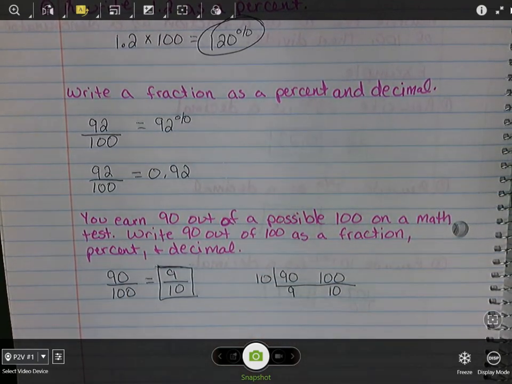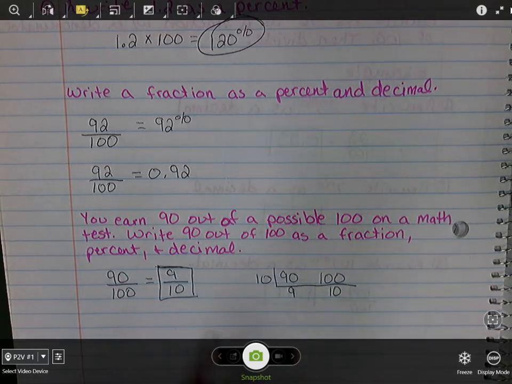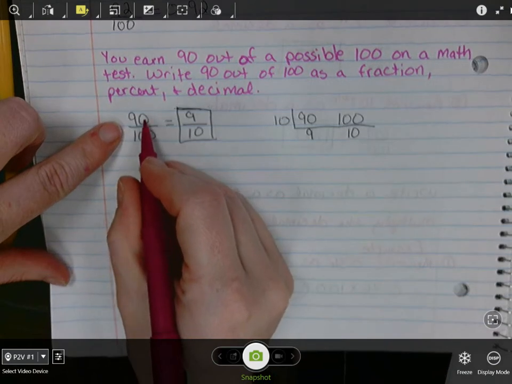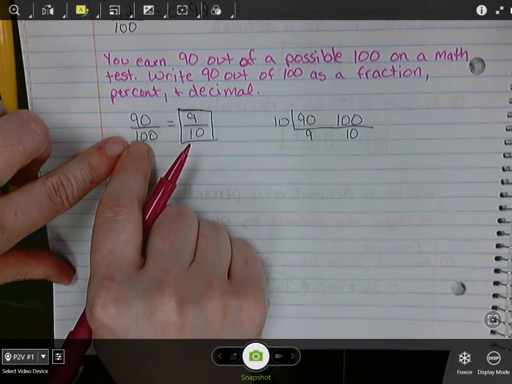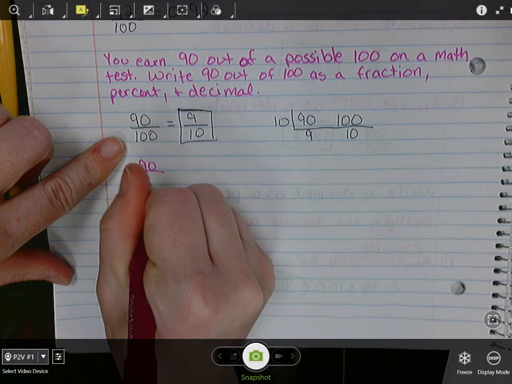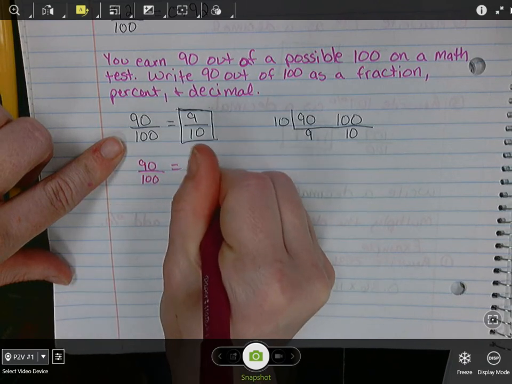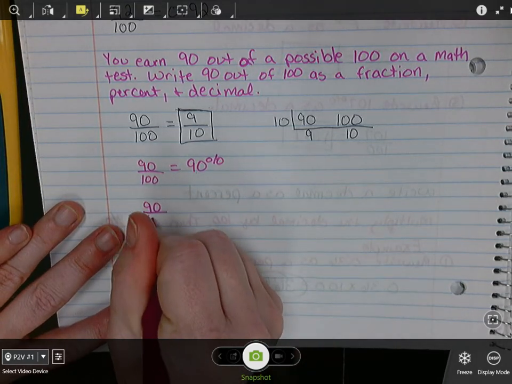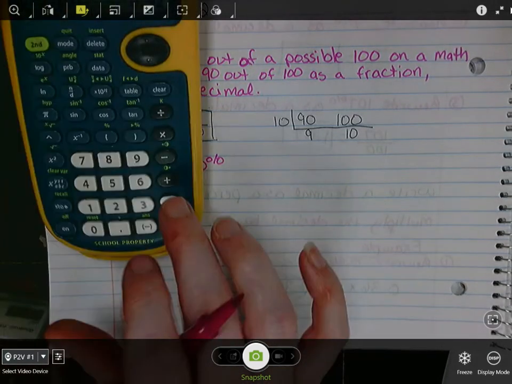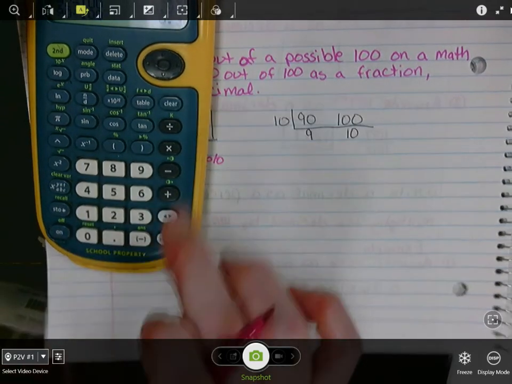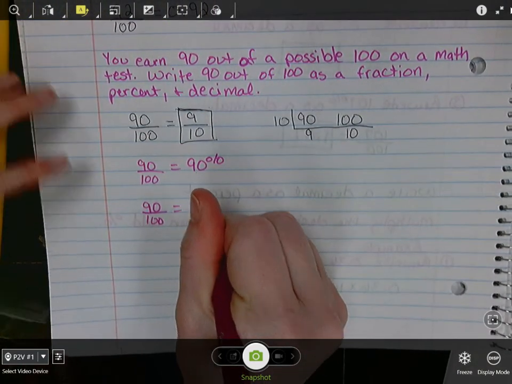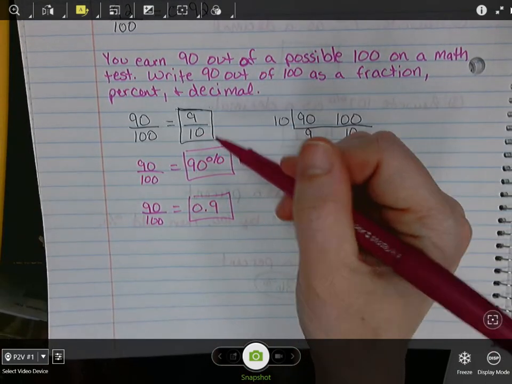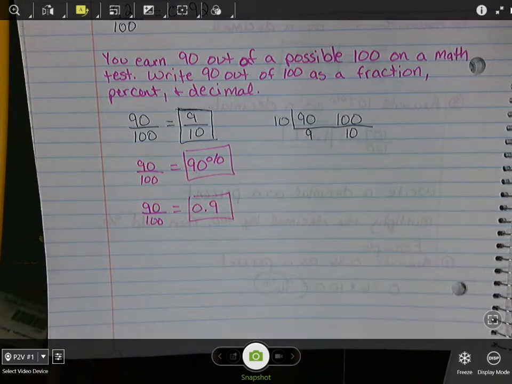Okay. And then, as a percent, if you recall from yesterday, 90 out of 100, the denominator is already 100, so 90 out of 100 would be 90%. Okay. And to get it as a decimal, you just do 90 divided by 100. Okay, so let's do 90 divided by 100, and that's 0.9. So 90 out of 100 is 9 out of 10 as a fraction, 90%, and 0.9.